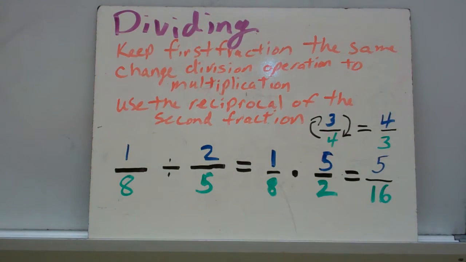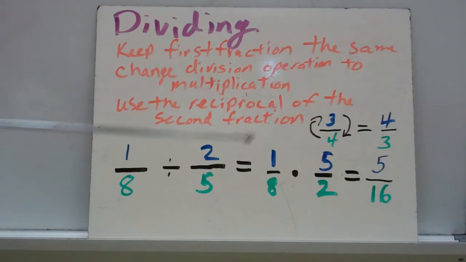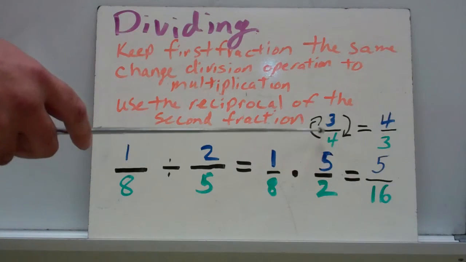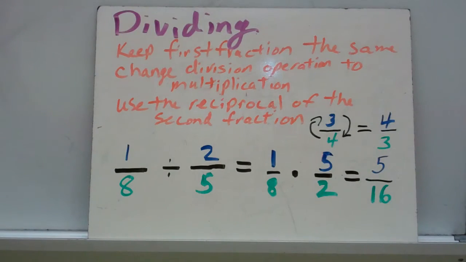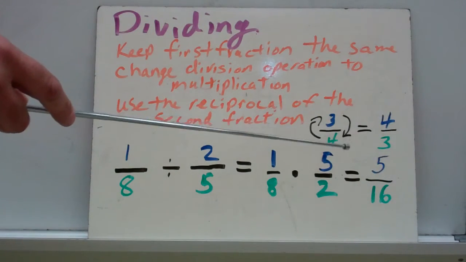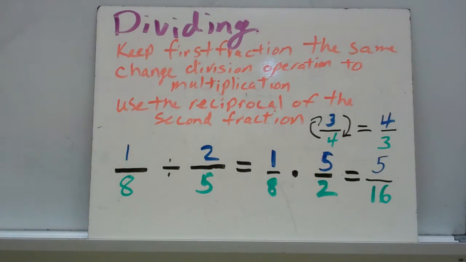And the reciprocal of the second fraction, or finding the reciprocal of a number, is basically what we would call flipping it. Taking the denominator and putting it in the numerator, and taking the numerator and putting it in the denominator. And you can see here I have 3/4, and if we do the reciprocal of that, that would be 4/3.